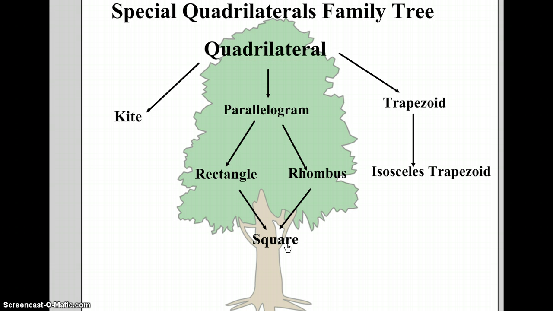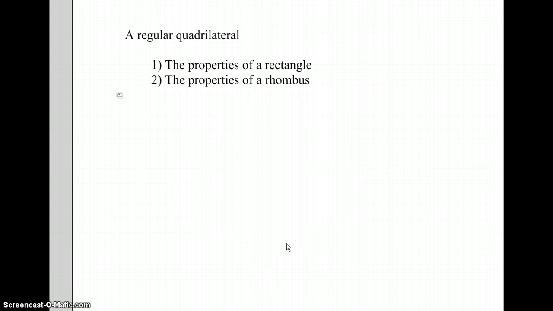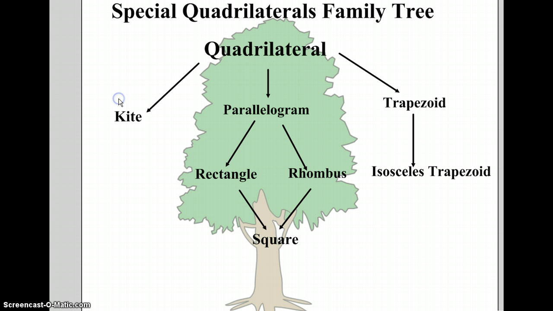So a square has all the characteristics of a parallelogram. So opposite sides congruent and parallel, opposite angles congruent, consecutive angles supplementary, and diagonals that bisect each other. It also has the properties of a rectangle and a rhombus. So that means that the diagonals are congruent, and it means that the diagonals are perpendicular and bisect the angles. So that, my friends, is your list of properties for the special quadrilaterals.